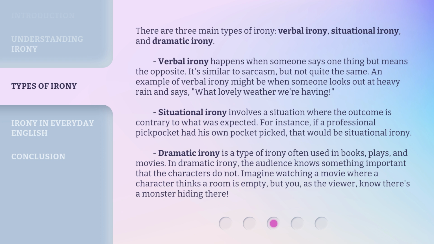For instance, if a professional pickpocket had his own pocket picked, that would be situational irony. Dramatic irony is a type of irony often used in books, plays, and movies. In dramatic irony, the audience knows something important that the characters do not. Imagine watching a movie where a character thinks a room is empty, but you, as the viewer, know there's a monster hiding there.